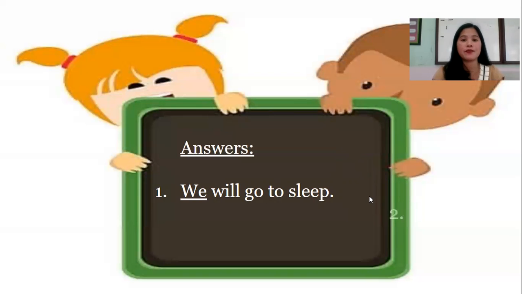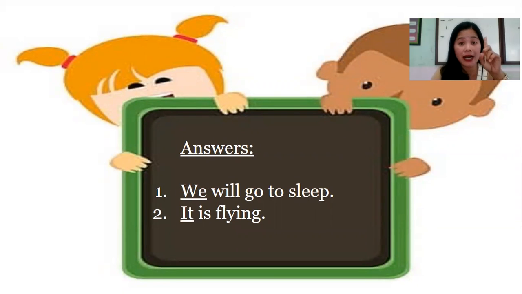For number two, we have "It is flying." Why is it "it"? Because a bird is an animal. Okay, so it is flying.